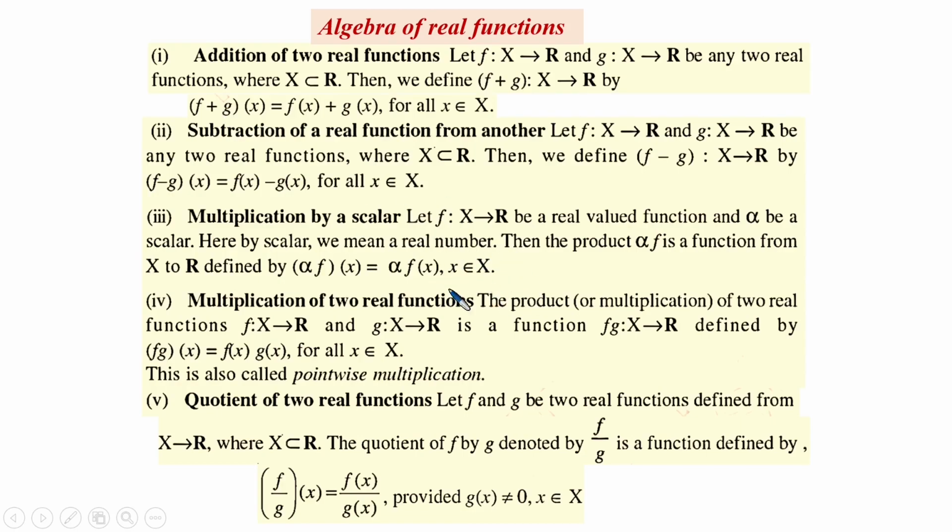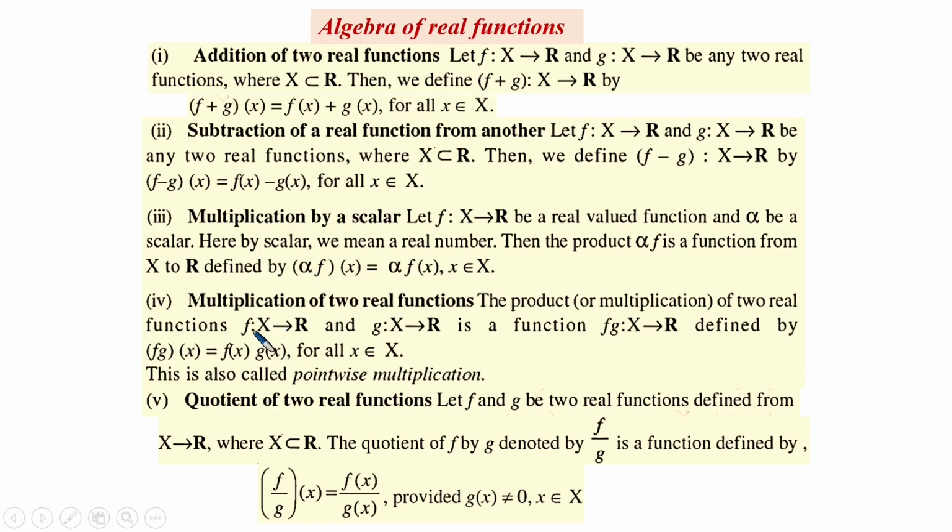Now the algebra of real functions. Here I have just cut and pasted to save my time. Here we see what addition of two real functions is. If you have functions f and g, then for f plus g, just go through this. These are self-explanatory. So f plus g of x will be f of x plus g of x for all x belonging to X. Similarly for subtraction, f minus g of x is equal to f of x minus g of x for all x belonging to X. Then you have multiplication by a scalar. Scalar means some constant number. So this is your scalar number alpha; if you multiply it to f, you get alpha times f of x, where x belongs to X.